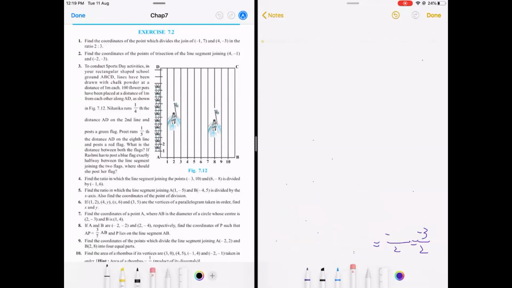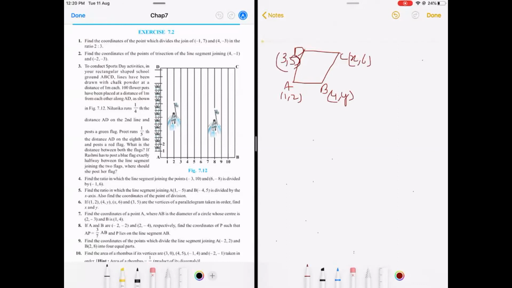Comes the next question. A parallelogram is given to us. The vertices of the parallelogram are also given to us: A, B, C, and D. The vertices are 1 and 2, 4 and y, x and 6. Find x and y.